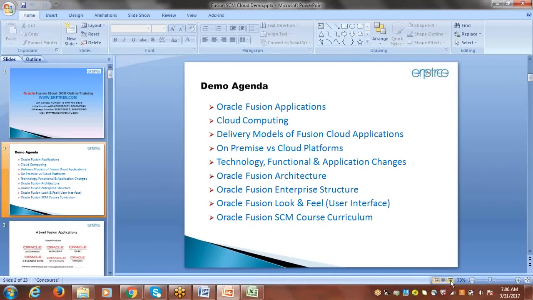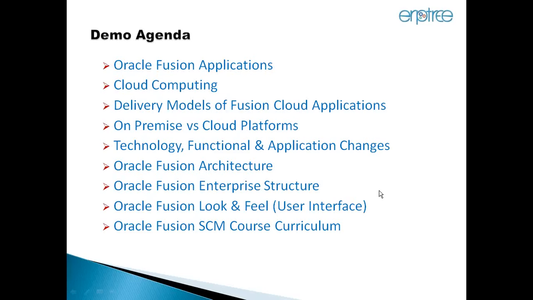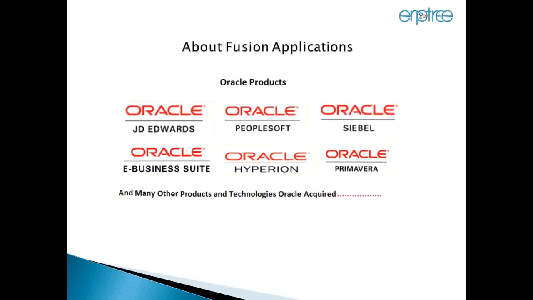So here I have a slide for that. To understand Oracle Fusion applications, see here, this is what I mentioned as Oracle products. These were not originally Oracle products. Oracle acquired them later, and they all became Oracle products. Initially, Oracle owned only Oracle EBS, Oracle E-Business Suite. After that, Oracle acquired JD Edwards, which we now call Oracle JD Edwards. Oracle acquired PeopleSoft, which we now call Oracle PeopleSoft. They acquired Siebel, which we now call Oracle Siebel.